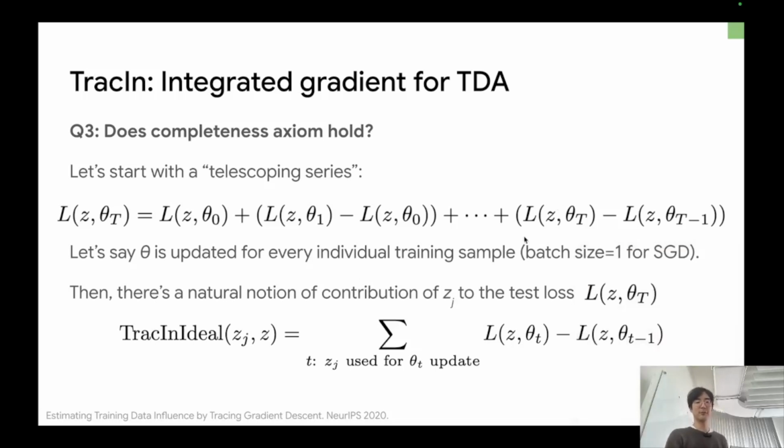So for example, we can write down the so-called tracking ideal as the summation over all these differences in loss values, where you're only summing over the iterations where the training sample of interest, Zj, is involved.